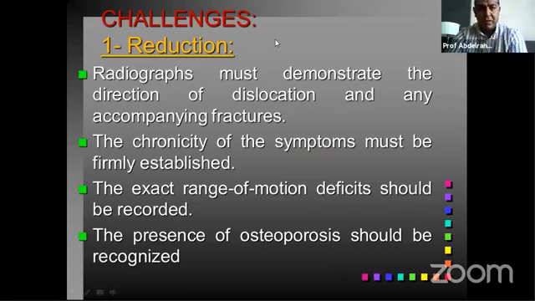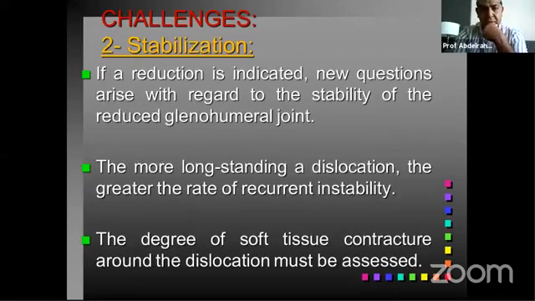Chronic negative dislocation. The first thing in the reduction is very important: to have a good radiography to demonstrate the direction of dislocation. Sometimes we have posterior dislocation and the X-rays will not be evident, so you have to do CT. And you have to confirm the chronicity of the symptoms and the exact range of motion. You have to document all of this.